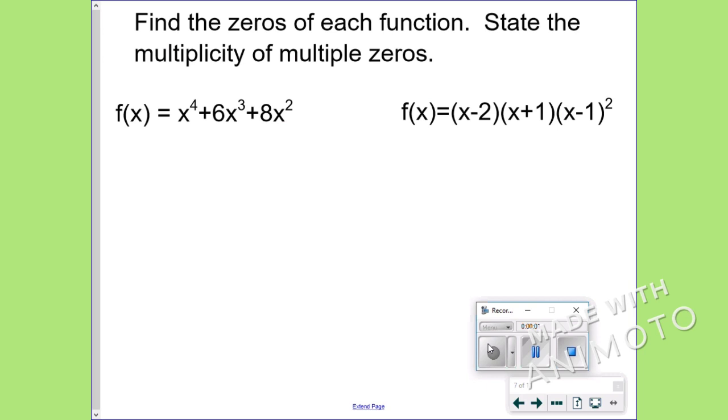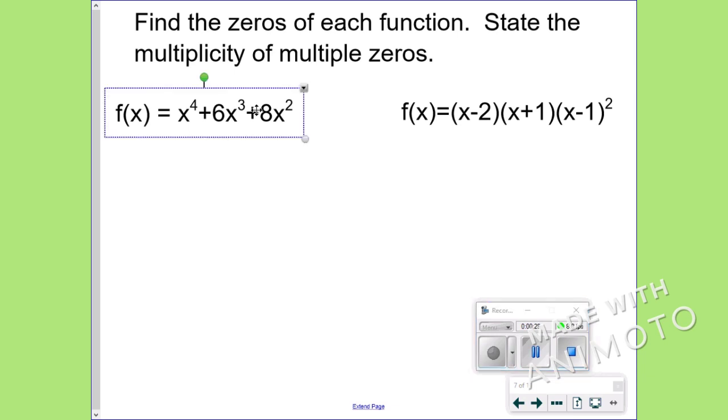Okay, here, multiplicity is probably the easiest concept, but yet so many people get confused with it. So let's talk about it a little bit. Find the zeros of each function, state the multiplicity of multiple zeros. All the multiplicity is, it's telling you how often that zero is going to occur. So pretty much the multiplicity is just the exponent. Okay, so let's work through an example of this, and then you can try one on your own.